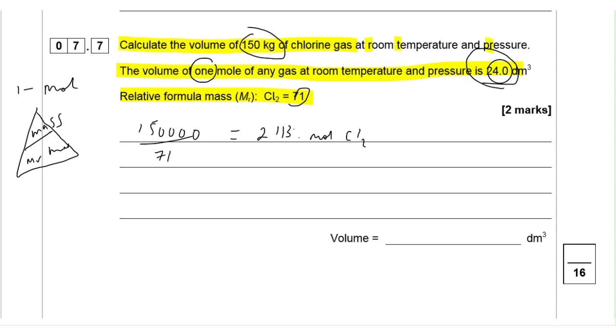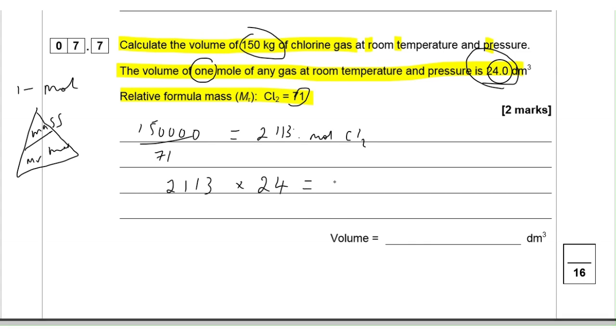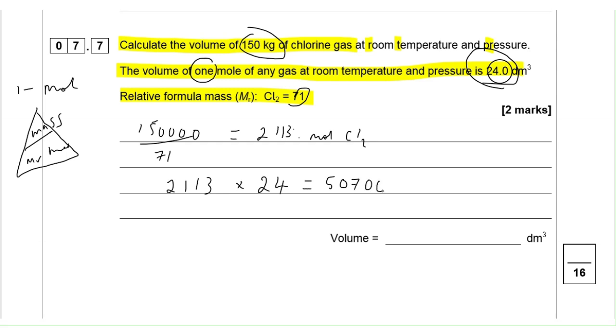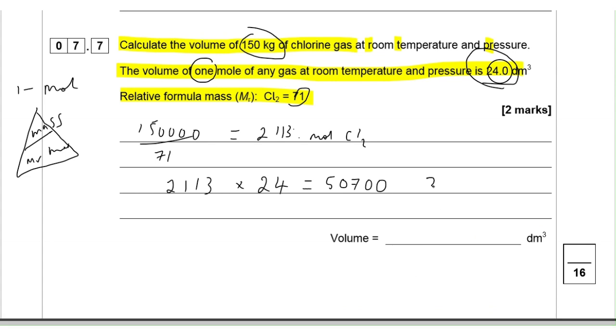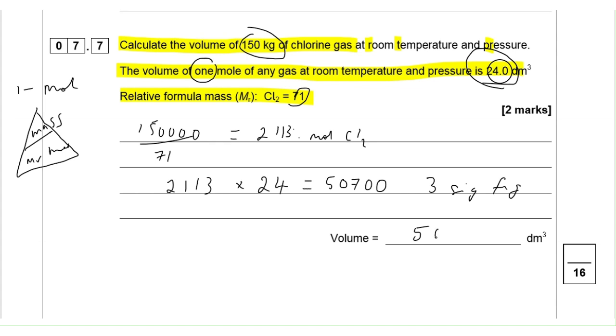So therefore we must multiply the number of moles by 24.0 decimeters cubed. When you crunch that on your calculator, you get 50,700. 1 mark for the number of moles, 1 mark for the final answer, 50,700 decimeters cubed.